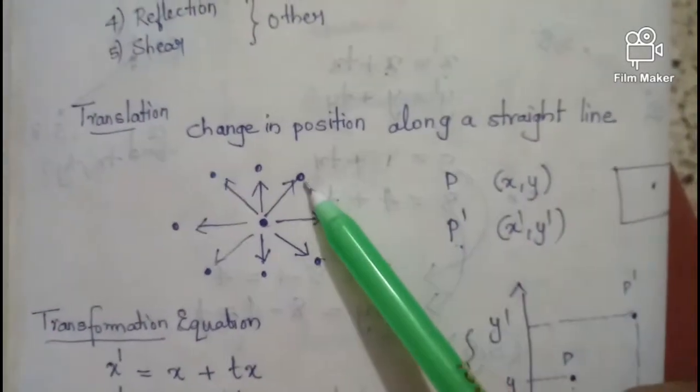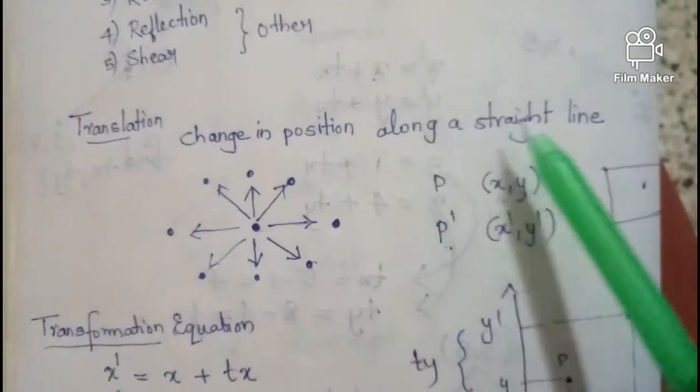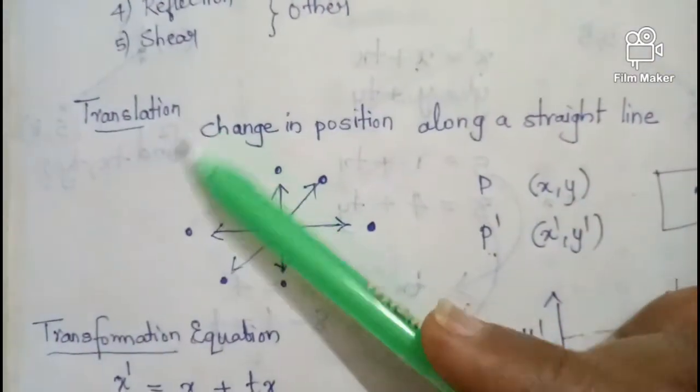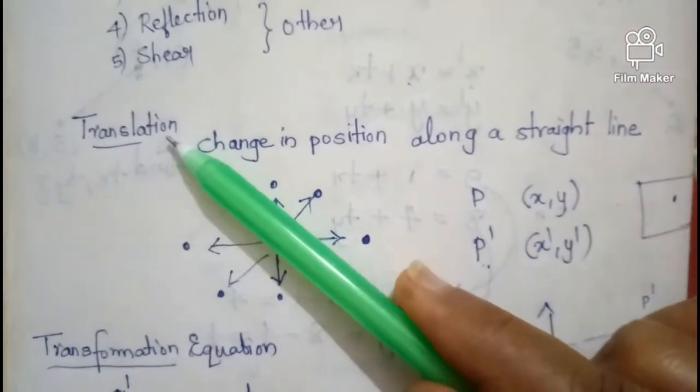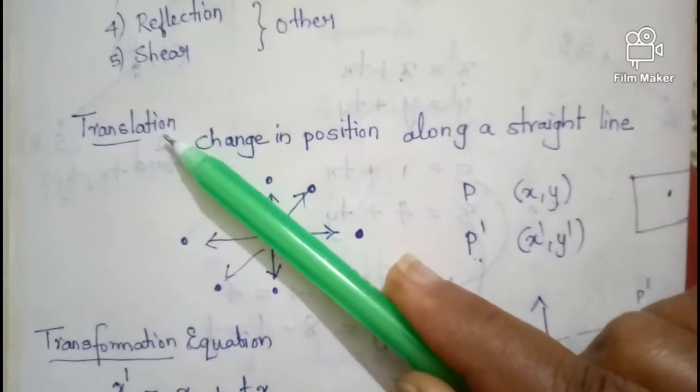If the object undergoes a change in position along a straight line, then such a change in position is called a translation. Okay?